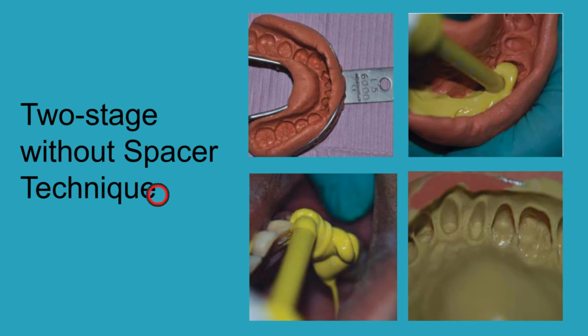Now we have the two-stage without spacer technique. So here we don't have a spacer. We take the impression as we would normally take an alginate impression. So you can see all the undercuts are visible, all the teeth have been recorded. There is no spacer, right? No cellophane sheet was there. So you will get something like that.